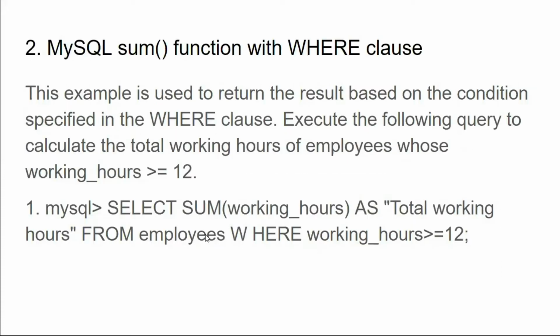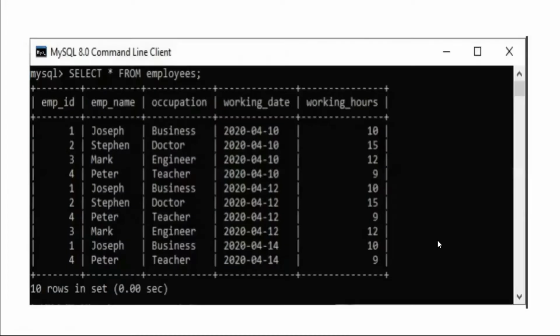The next query is used to return the result based on the condition specified in the WHERE clause. So we are going to use the SUM function along with the WHERE condition. The query is: calculate the total working hours of employees whose working hours is greater than or equal to 12. I have written the query: SELECT SUM(working_hours) AS total_working_hours FROM employees, and I have added one more condition, WHERE working_hours >= 12.